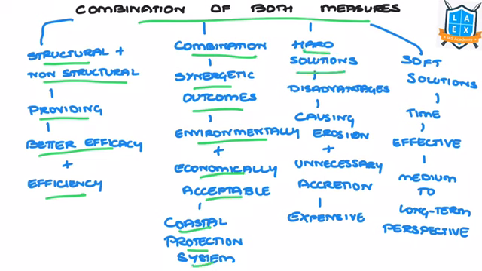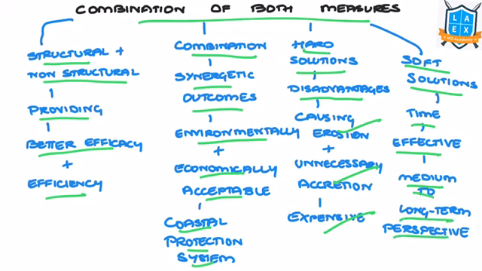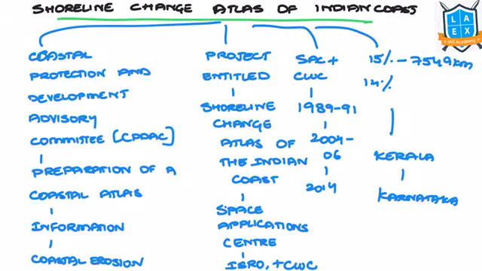The hard solutions offer a wide variety of disadvantages like causing erosion and unnecessary accretion at various points, being expensive and also at times spoiling the economic value of the site by making it look less beautiful. Soft solutions take time to be effective, and these are effective only in a medium to long term perspective. Therefore, a combination of both measures is preferred for optimal results. For example, combining beach nourishment with artificial headlands or groins, revegetation with temporary offshore breakwaters or artificial reefs is commonly used.